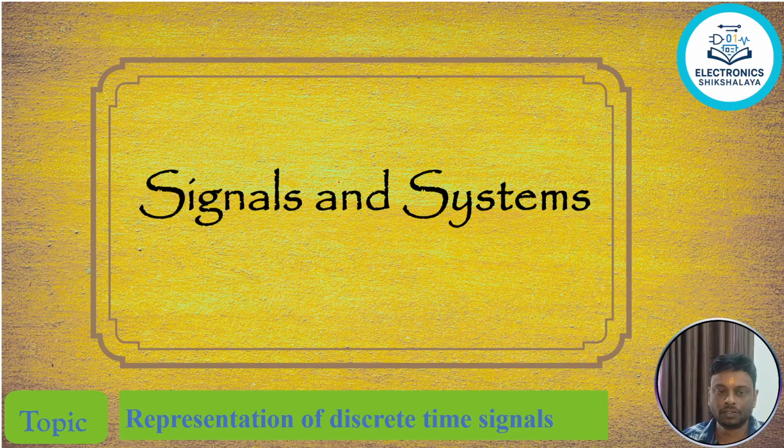Okay, so we have discussed discrete time signals. A discrete time signal is a signal that is defined only at integer values of n, and it is represented by the symbol x of n. So let us see how discrete time signals can be represented. There are various ways of representing discrete time signals, so let us see that.